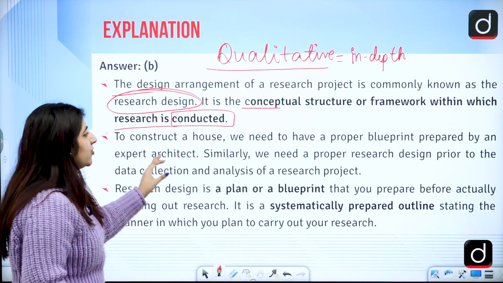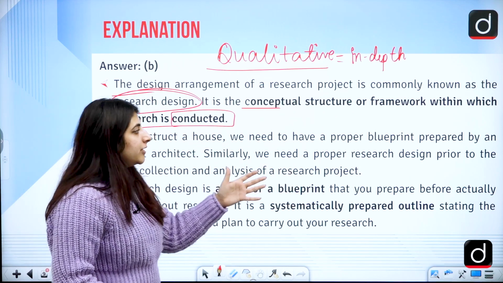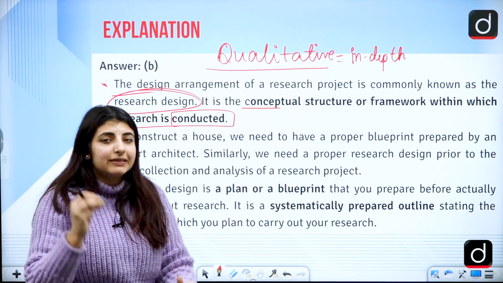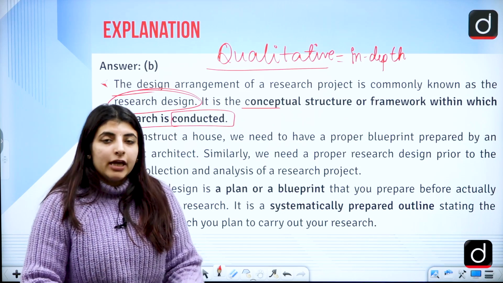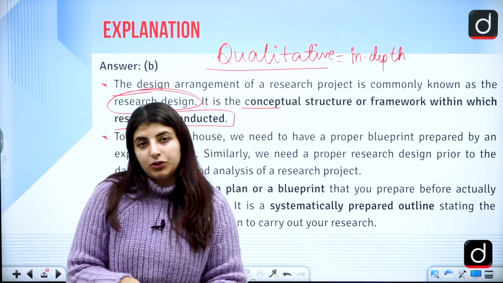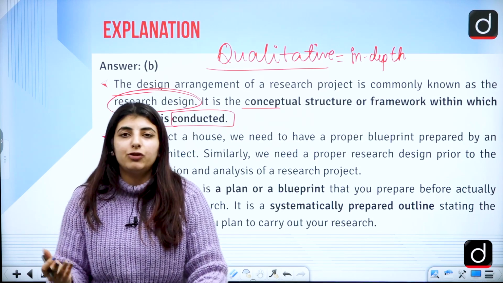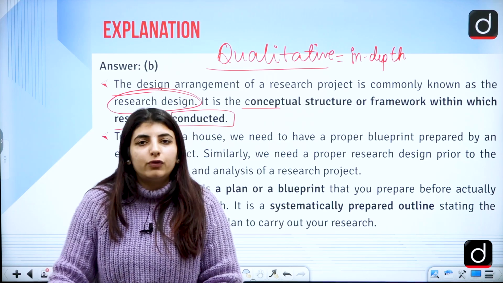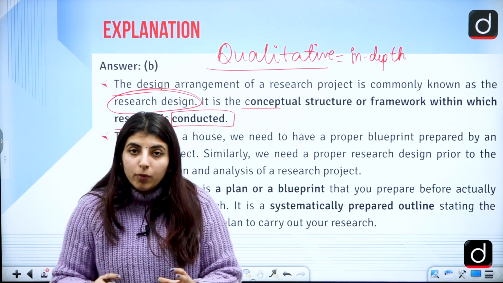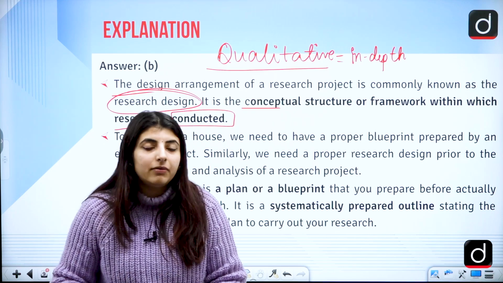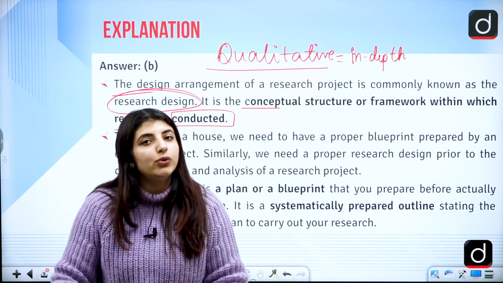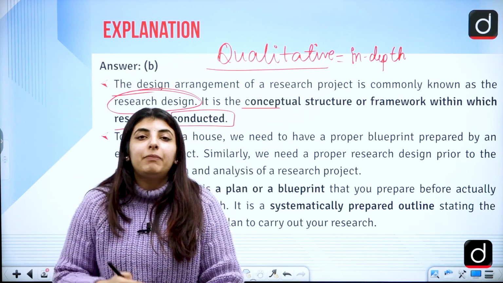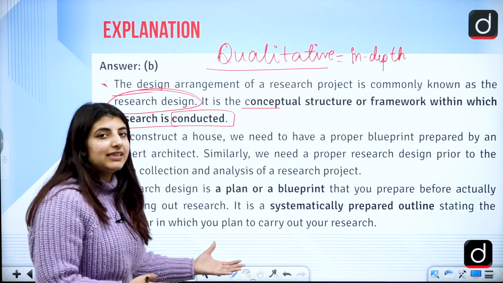All right. To construct a house, we need a proper blueprint prepared by an expert architect. Same is the case with a person using the research design. You will have particular things noted down. You will know these are the variables I'll be choosing. This will be my sample, this will be my population, and so on. So you need a particular blueprint. Certain people like to start their day by preparing a to-do list. What is that? That to-do list is a blueprint of their entire day plan, right? Same is the case with the research design.